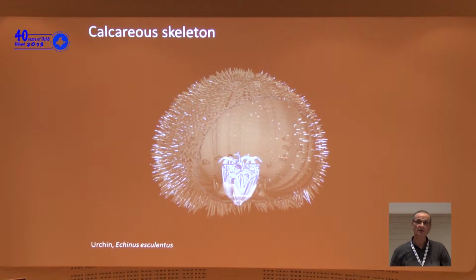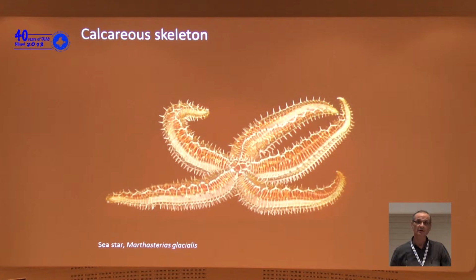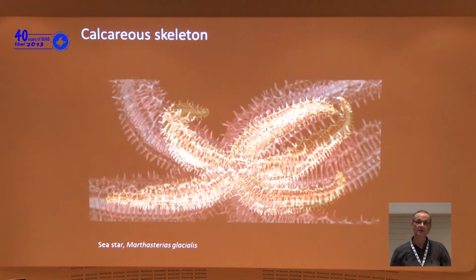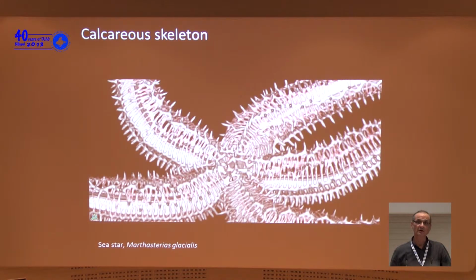The first thing we see with X-ray is the calcareous skeleton, here of an urchin, and we can have not only one section, but all the animals, and we can choose the image we want. Here, a sea star, and we can do several sorts of images. And here we can really see the skeleton and the structure of the animal.